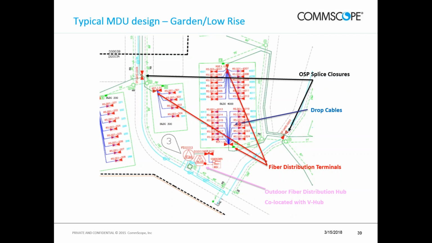Drop cables are in blue again, going to each of the individual residences. These distribution terminals could be on the ground floor if it's a one, two, or three floor building. If it's multiple stories, they will be distributed equally amongst the floors.